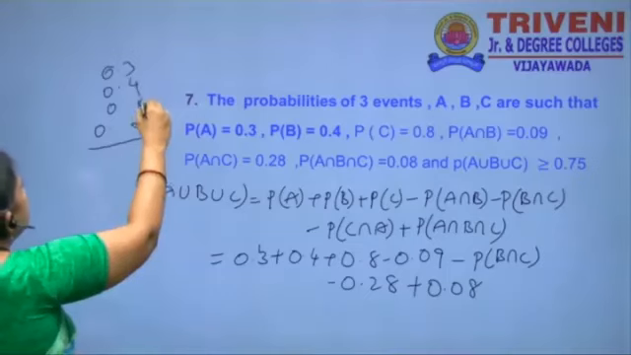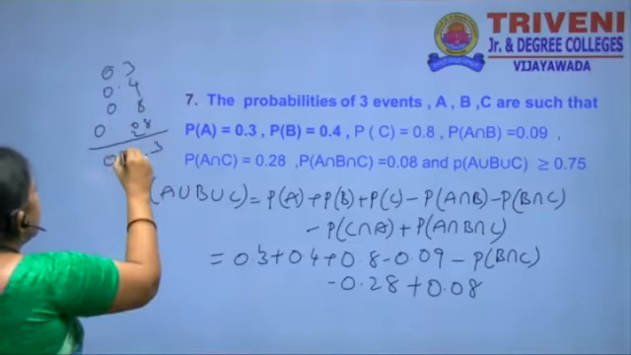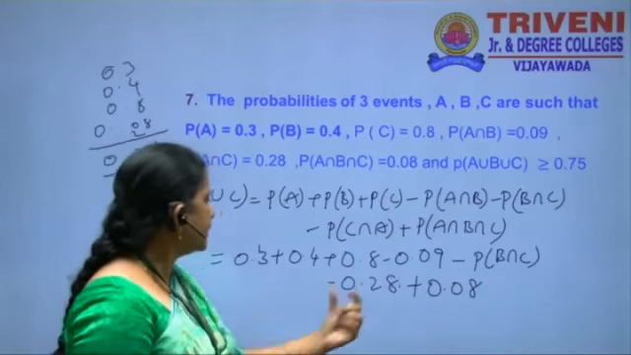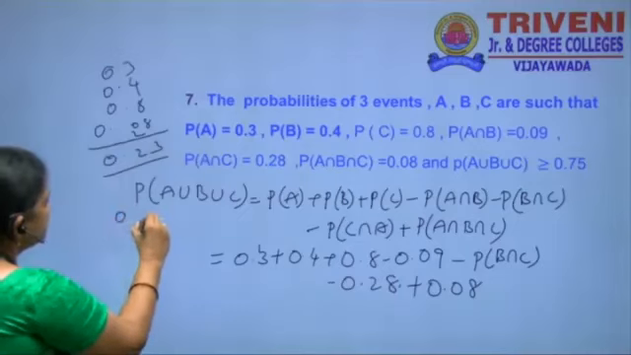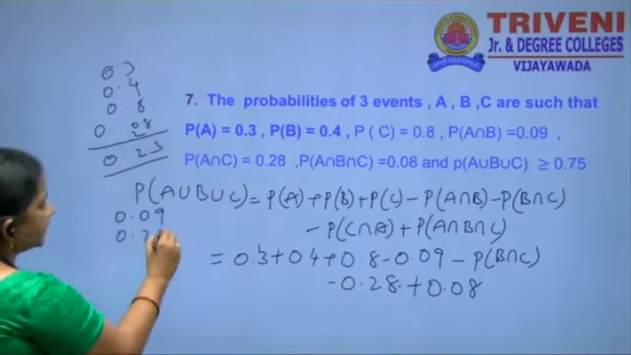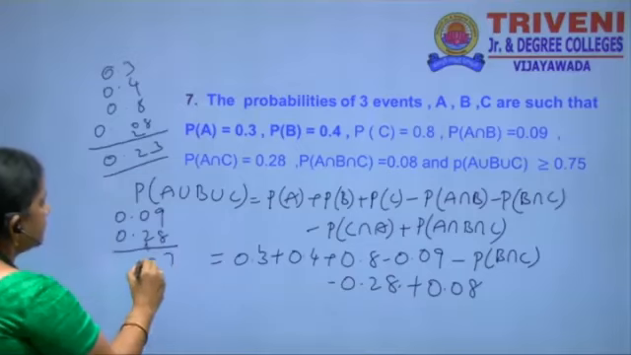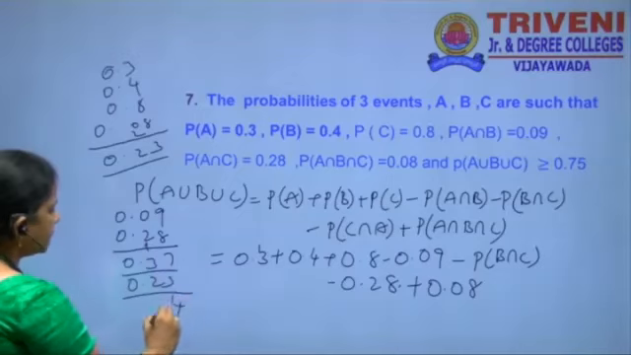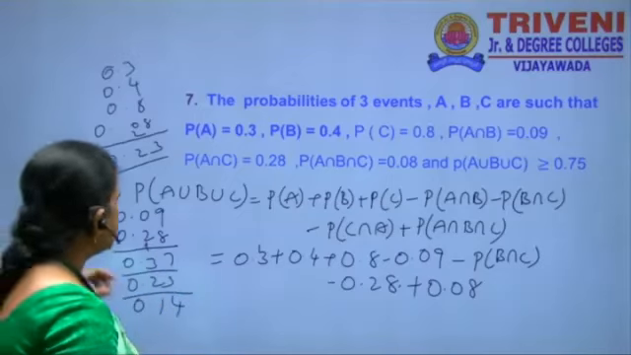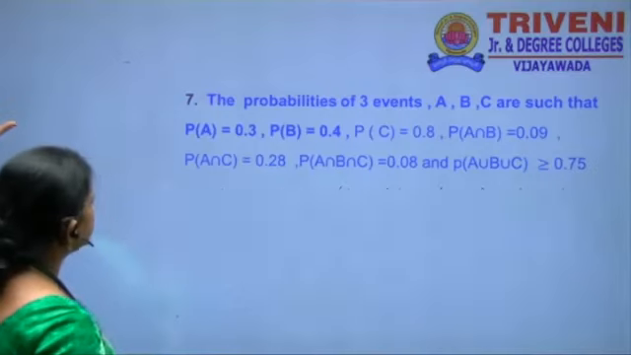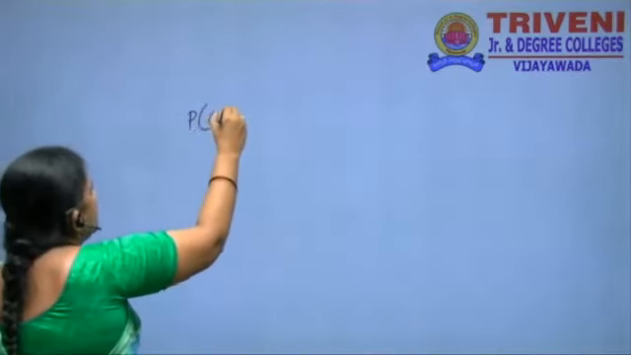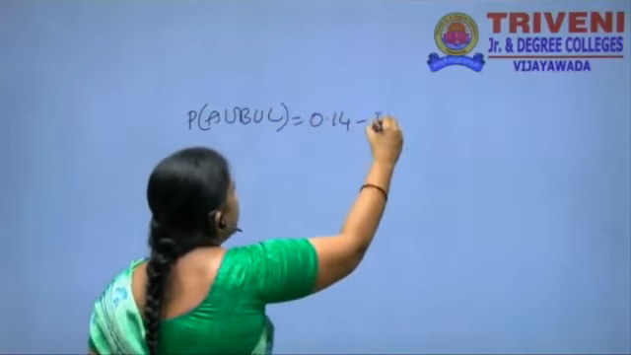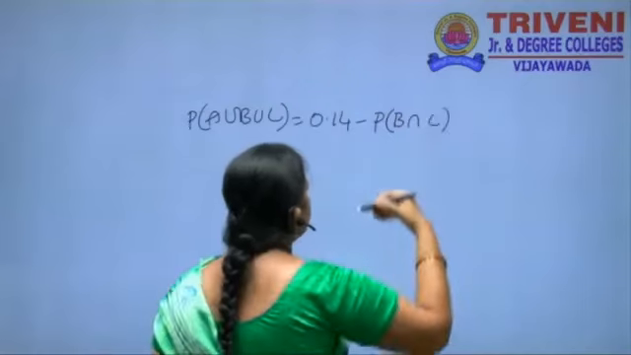That is 23. Here we get 0.23, and the remaining minuses are 0.09 and 0.28. 0.37, 0.37 minus the here 0.14. Okay, and then P of A union B union C is equal to 0.14 minus P of B intersection C.